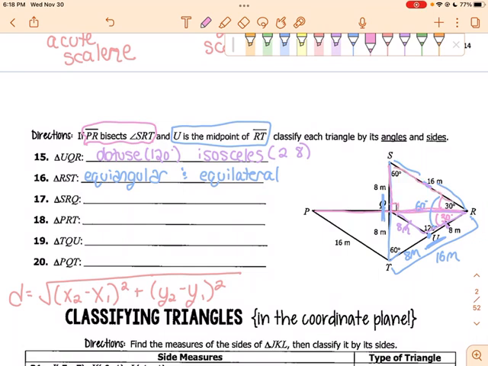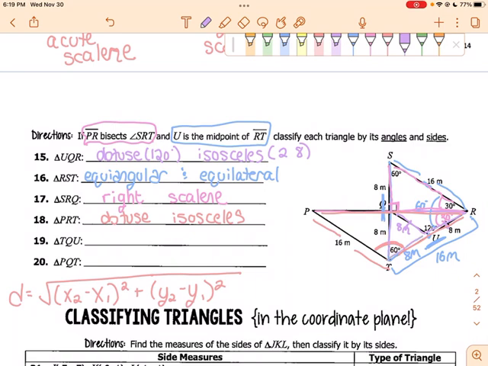All right, we have SRQ next, which is this right triangle here. Very clearly it's right. And it looks like all the sides there are different. So we would say right, scalene. Then we have triangle PRT, which is this one here. So we have a 16, a 16. So we know it's isosceles. And this angle down here is definitely bigger than 90. So that would be obtuse, isosceles.